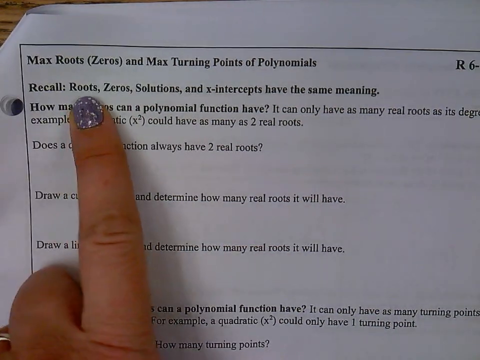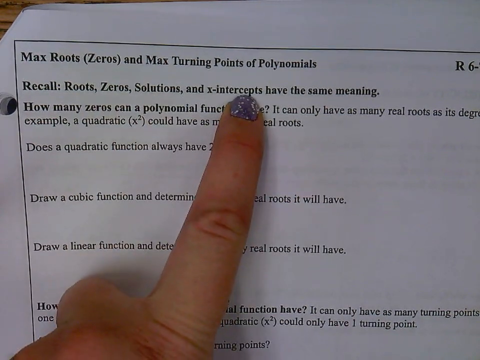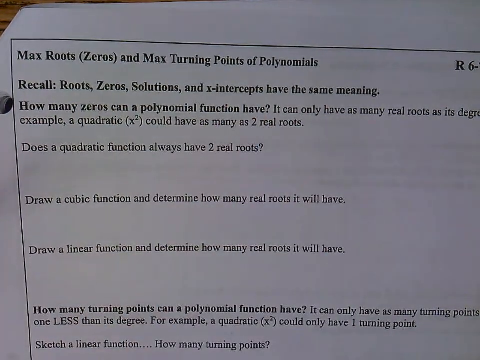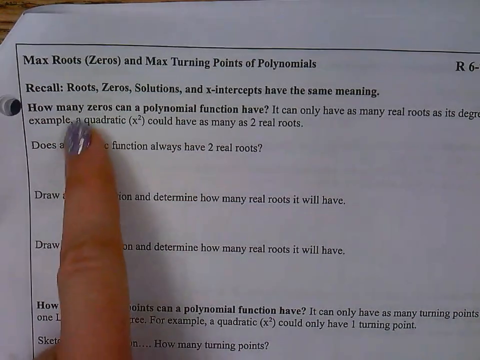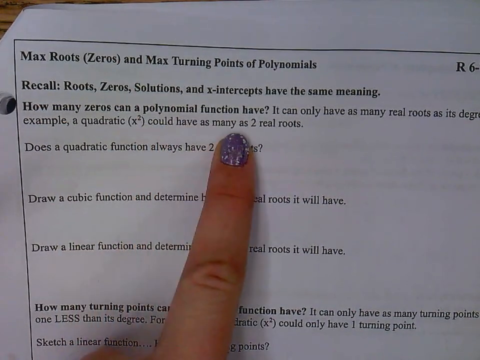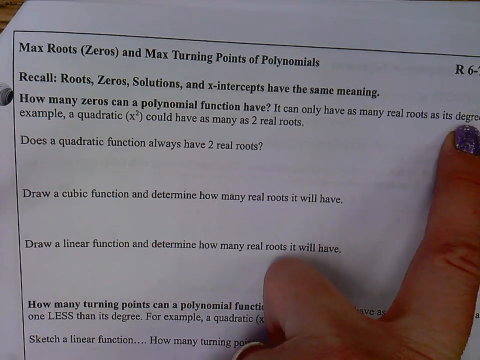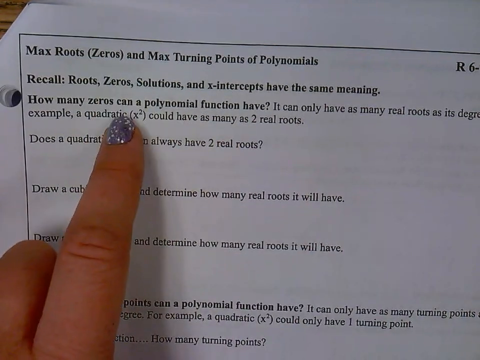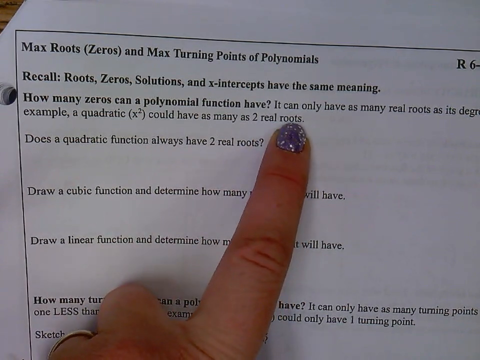A root, a zero, a solution, or an x-intercept all have the same meaning. From Unit 3, we talked about finding the zeros. That means finding the x-intercepts. How many zeros can a polynomial function have? It can only have as many real zeros as its degree. So for example, a quadratic could have as many as 2 real roots, meaning 2 x-intercepts.